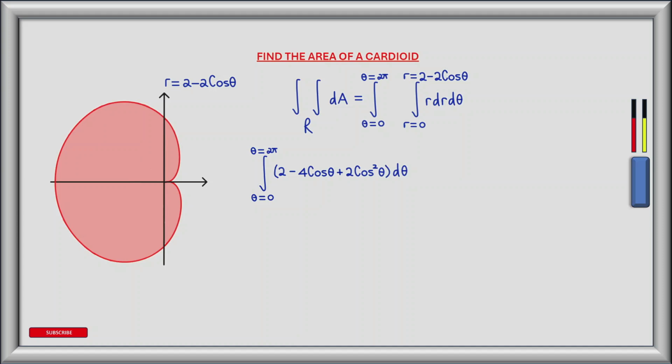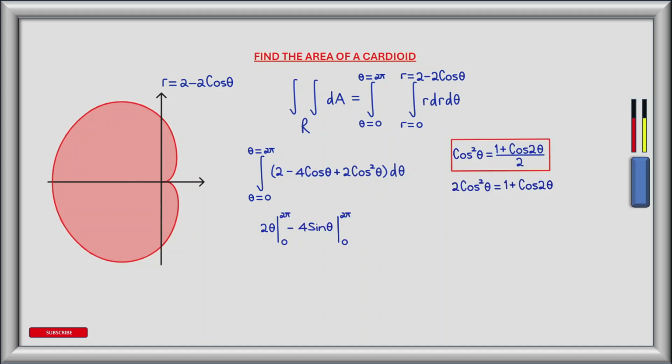If we expand this bracket and divide by 2, we're left with 2 minus 4 cos theta plus 2 cos squared theta. Moving on to the outer integral, we need to integrate from theta equals 0 to theta equals 2 pi, 2 minus 4 cos theta plus 2 cos squared theta d theta. Evaluating this term by term and beginning with 2, the antiderivative of 2 with respect to theta is 2 theta, and we need to evaluate this between 0 and 2 pi. The antiderivative of minus 4 cos theta with respect to theta is minus 4 sine theta, and again we need to evaluate this between 0 and 2 pi.